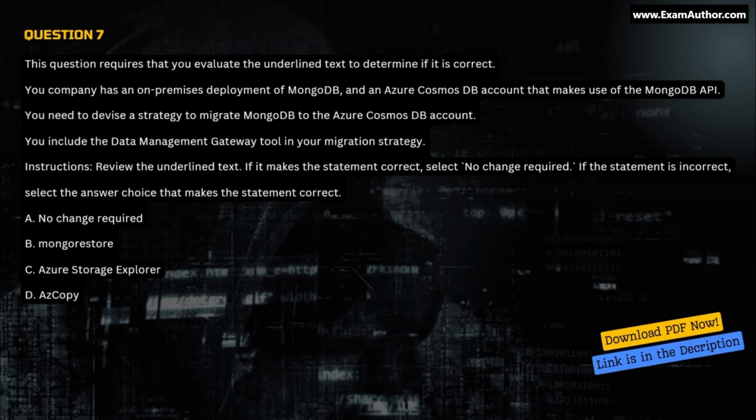Instructions: review the underlined text. If it makes the statement correct, select No Change Required. If the statement is incorrect, select the answer choice that makes the statement correct. A. No change required. B. MongoStore. C. Azure Storage Explorer. D. AZ-copy. Correct answer B. MongoStore. Explanation.